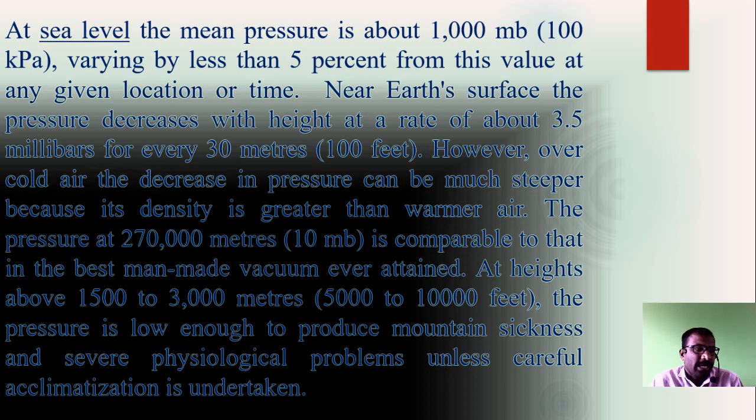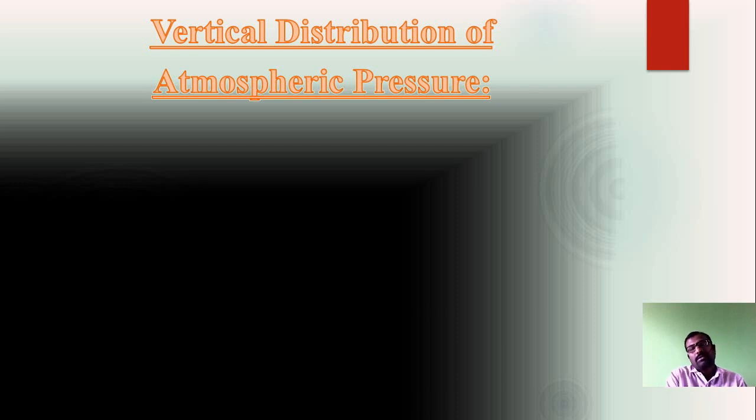So the pressure at 270,000 meters, 10 millibars, is comparable to the best man-made vacuum ever attained. At a height above 3,000 meters, approximately 10,000 feet, the pressure is low enough to produce mountain sickness and severe physiological problems unless acclimatization is undertaken. So this is the atmospheric introduction.